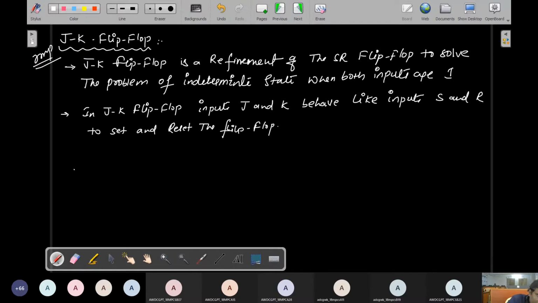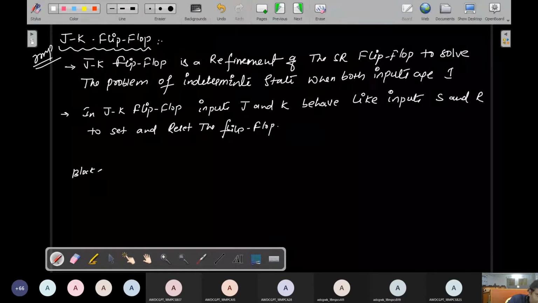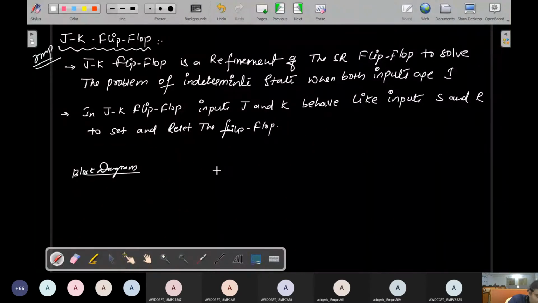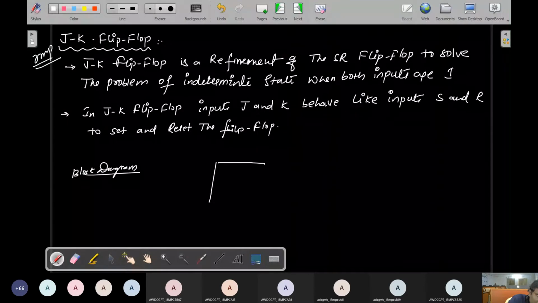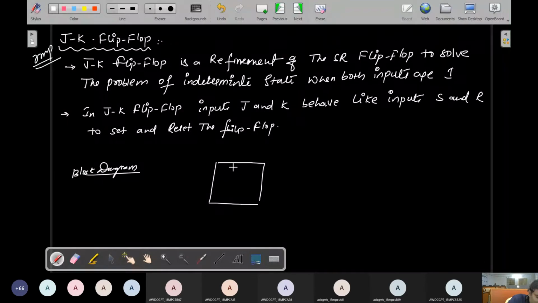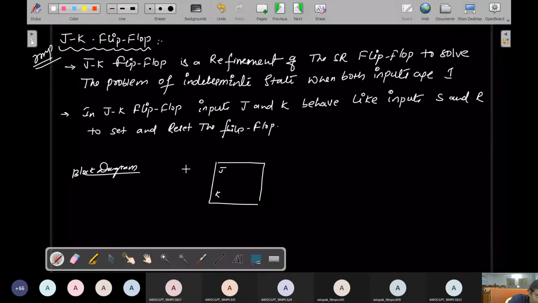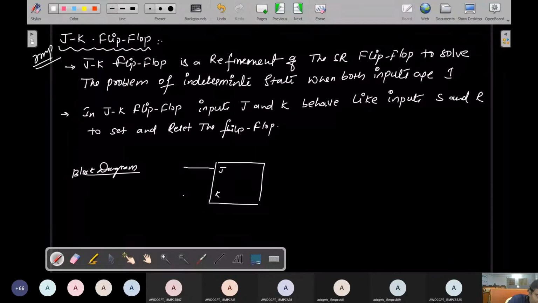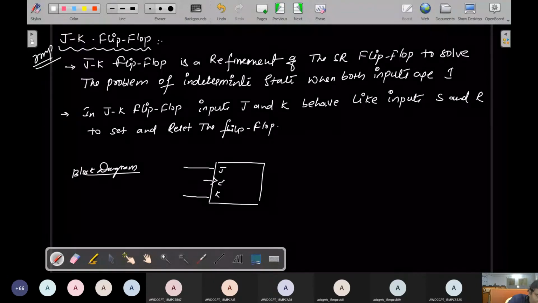And see the block diagram or logic symbol. So this is the JK flip flop actually. This is the J terminal and this is the K terminal, because J behaves like a set and K behaves like a reset only. And we have a clock pulse as well. This is called CLK, the clock pulse.